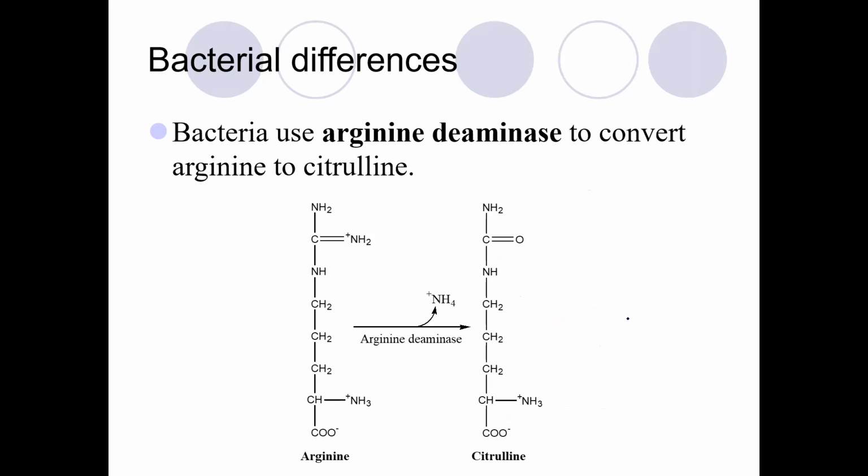Arginine gets converted to citrulline in bacteria by virtue of the enzyme arginine deaminase. This is a bacterial enzyme. You don't see this enzyme in eukaryotes very much. You see it in plants. It's not the main way you get rid of arginine, though. But this is an enzyme you don't see very much in animals. And that converts arginine to citrulline.